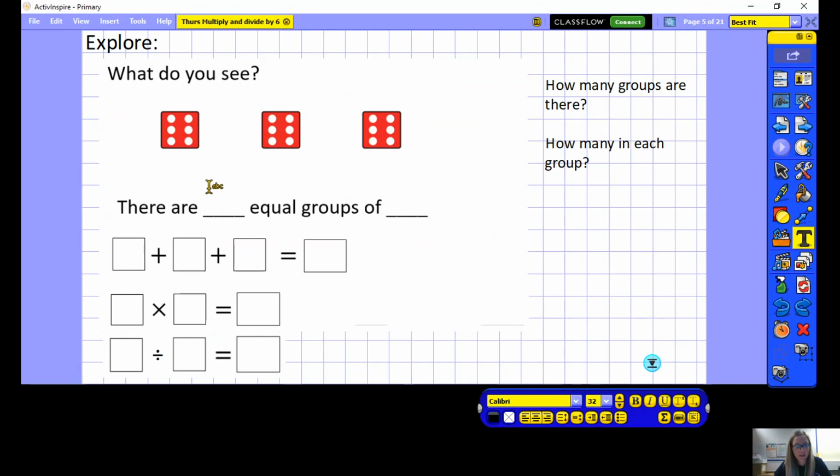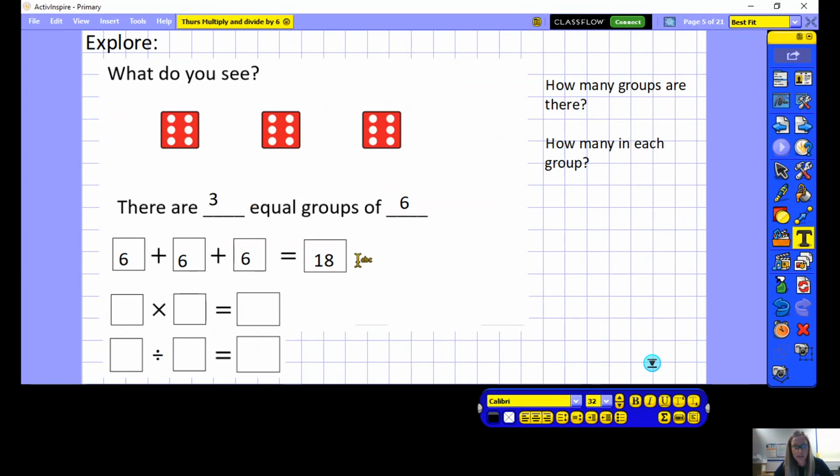Okay, so there are 3 equal groups, and in each group there are 6. So there are 3 equal groups of 6. This could be written as a calculation as 6 add 6 add 6, and that equals, if I counted the dots all together, 18 altogether. So there are 3 equal groups of 6, and that equals 18.